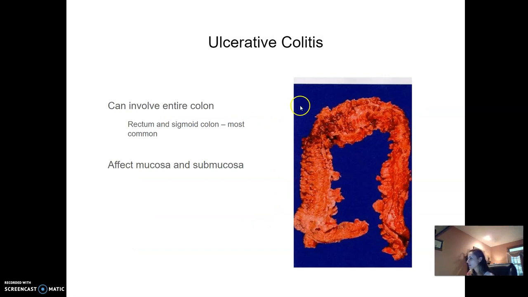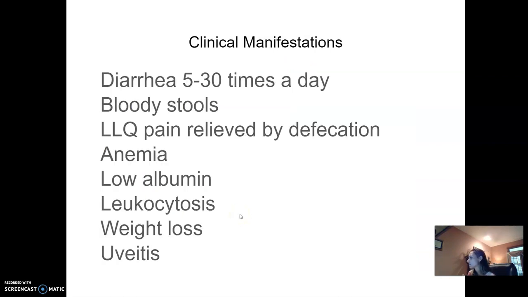Ulcerative colitis can involve the colon, specifically usually the rectum and the sigmoid colon, but it can involve the entire colon. So just think ulcerative colitis, colon. And this only affects the mucosa and the submucosa, but I don't want you to think that this is any less serious than Crohn's disease. This person sometimes is very ill.